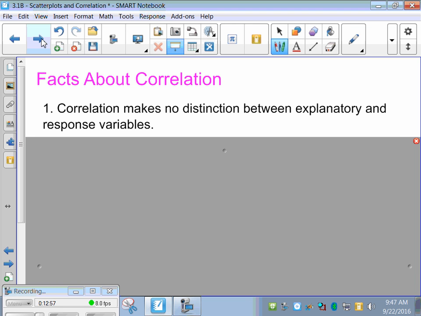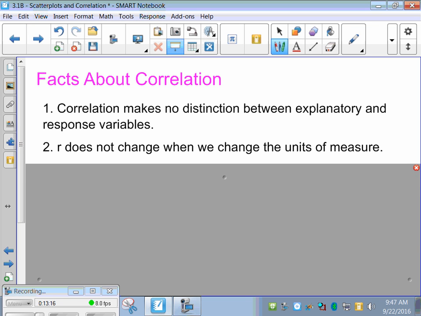All right, correlation makes no distinction between explanatory and response variables. If you switch your y and your x, it won't matter. You'll get the same R value. R does not change when we change units of measure. So remember when we switched from inches to centimeters, something like that, the R value is going to stay the same. So it'll correlate or not correlate the same amount, even if you change units.